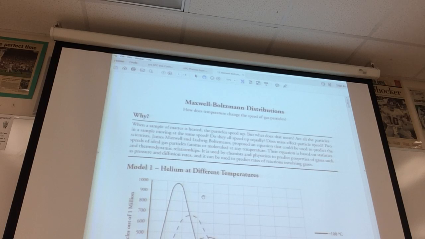Two scientists, James Maxwell and Ludwig Boltzmann, proposed an equation that should be used to predict the speeds of ideal gas particles, atoms or molecules, at any temperature. Their equation is based on statistics and thermodynamic relationships. It is used by chemists and physicists to predict properties of gases such as pressure and diffusion rates, and it can be used to predict rates of reactions involving gases.